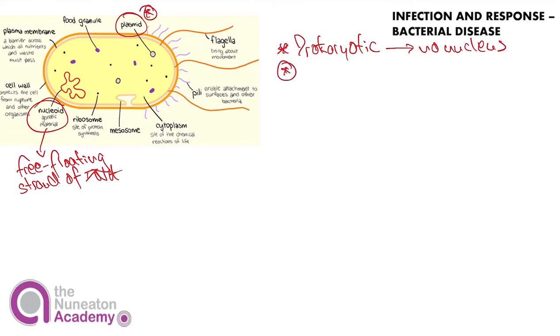Now, a plasmid is simply small rings of DNA. Okay, so they're just small circular rings of DNA.